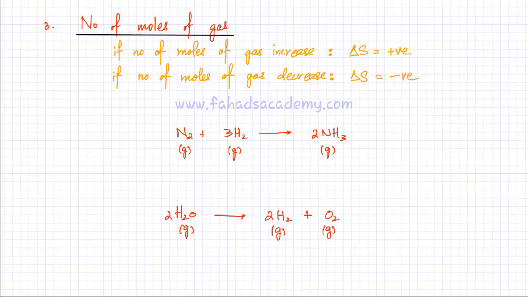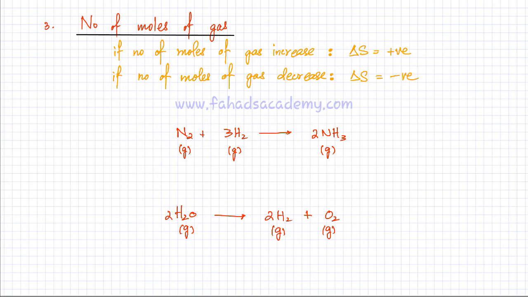The third point in which the entropy of a substance or a reaction increases or decreases, you can figure that out by looking at the number of moles of gas that are being formed or that are being consumed. So if the number of moles of gas in a reaction are increasing, that means delta S is positive because gases have more disorder, have more entropy. So if more gas is being produced, that would mean that the disorder is increasing. Vice versa, if the number of moles of gas are decreasing, that means that things are moving towards more order. If there's lesser gas, then things would be more ordered and delta S, or the change in entropy, would be negative.